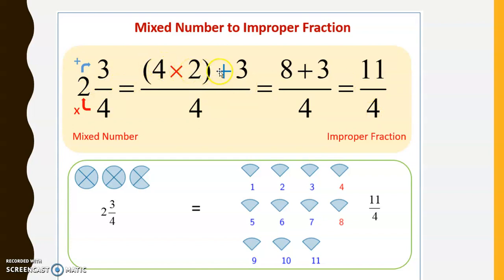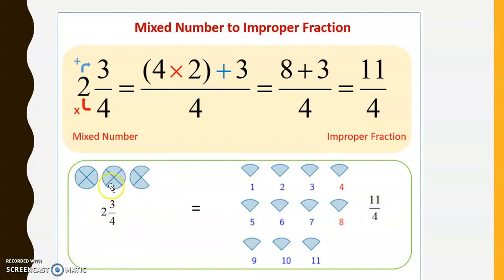4 multiplied by 2 plus 3. The answer is 8 plus 3 equals 11 upon 4. So 2 3 upon 4 is actually 11 upon 4. We can see it in the form of pictures here. How is it equal? Here the two complete circles are shaded, in which each circle has 4 parts, and 3 parts are shaded in the third picture. So 2 whole 3 upon 4 is equivalent to 11 upon 4.